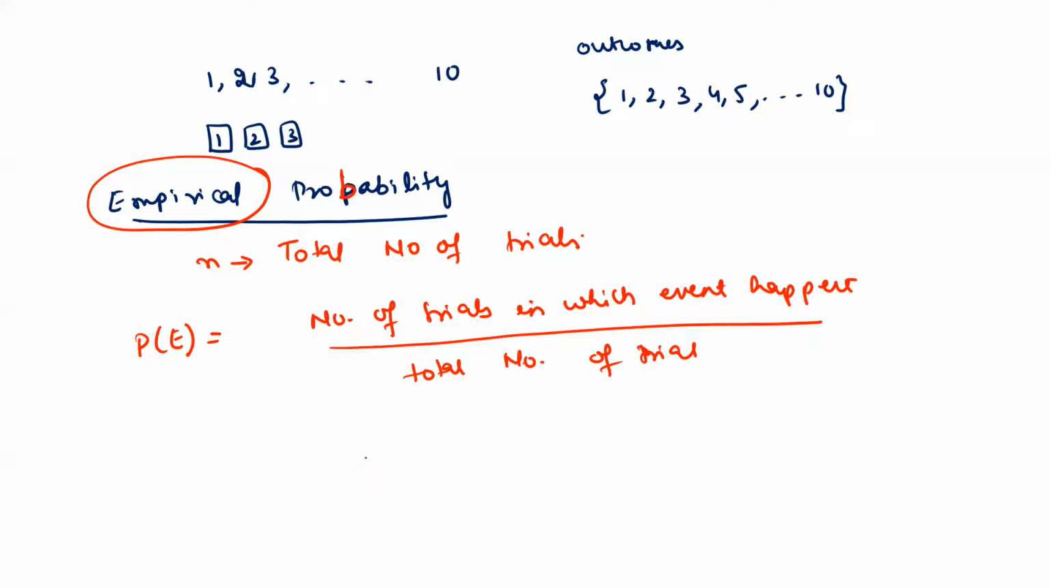So this is empirical probability. We take the number of trials we do, and the number of trials in which the favorable event has happened. Note down this definition.